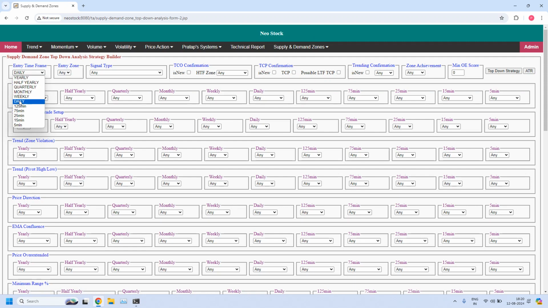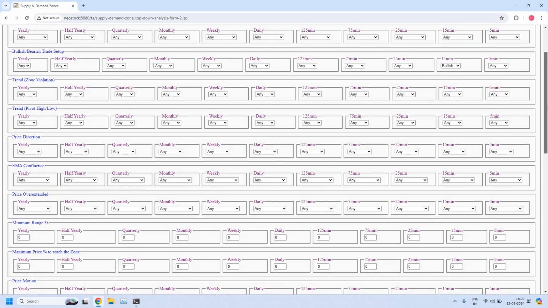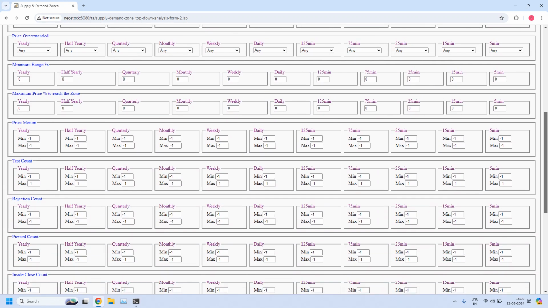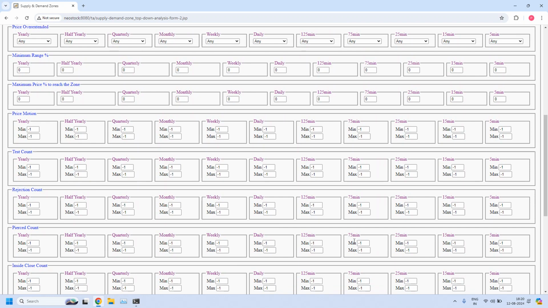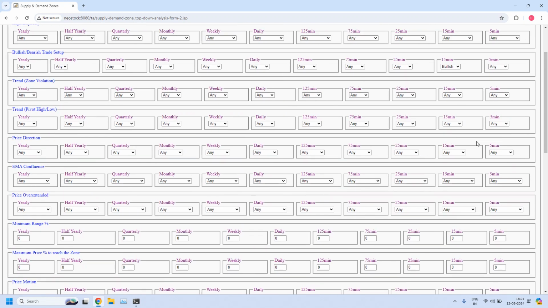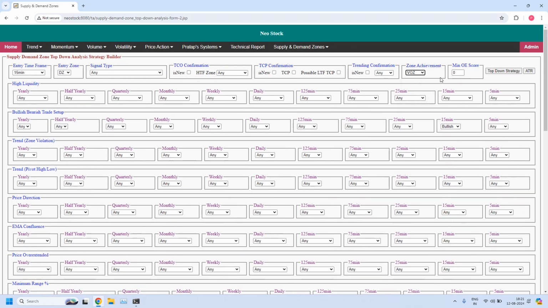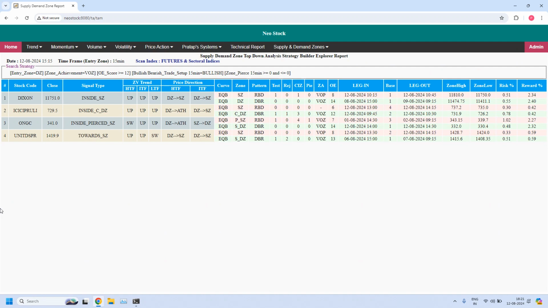For daily income trade, entry time frame is 15 minutes. Bullish trade setup, entry zone, demand zone, and also in bullish or bearish trade setup, 15 minutes time frame, I am selecting bullish. Next, this 15 minutes demand zone should not be pierced. So pierced count in 15 minutes time frame, minimum value 0, maximum value 0. Zone achievement violated opposing zone, minimum order enhancer score is 12. Now all the 3 filters are applied to the 15 minutes demand zone. Now 4 stocks are filtered. Only these 4 stocks are supporting bullish trade setup for daily income trade.